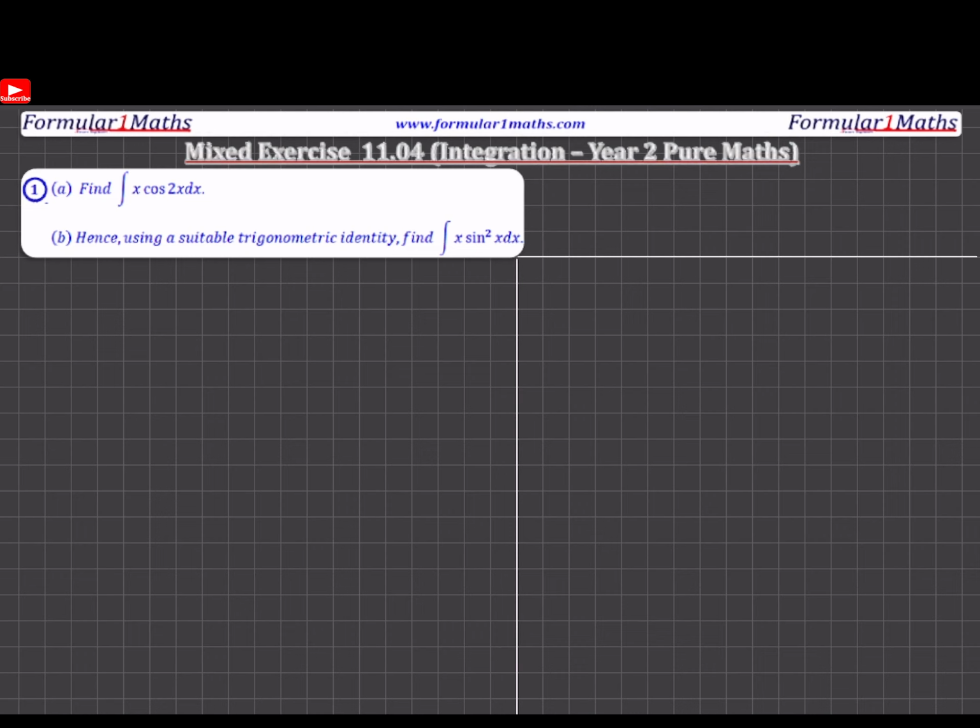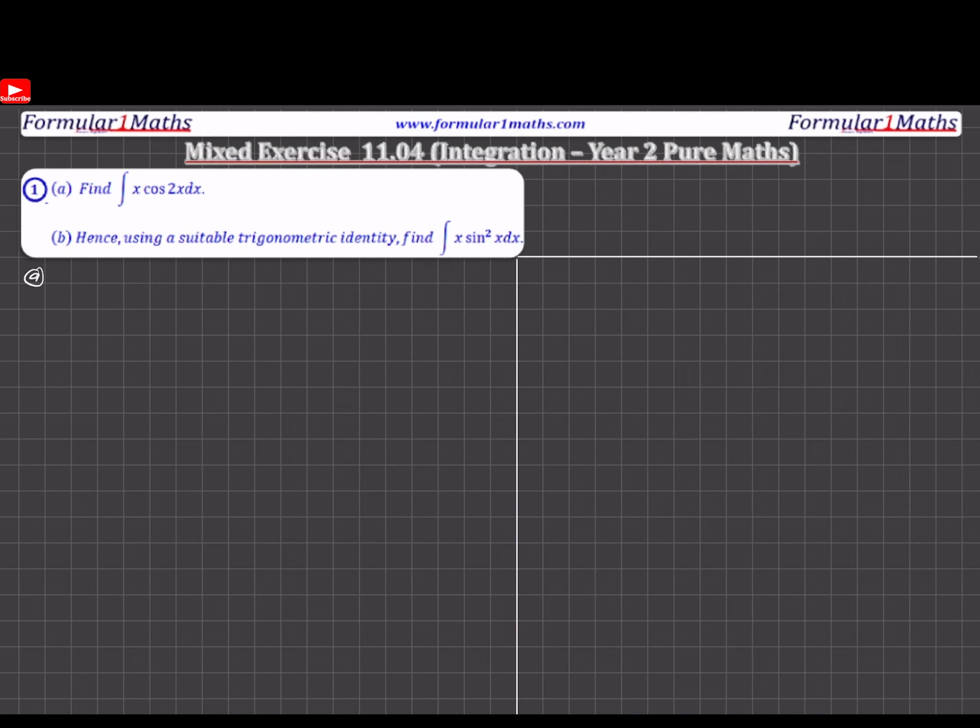This is mixed exercise 11.04 on integration, A-level, pure maths, year 2. We've got 3 questions. Question 1: Find the integral of x cos 2x dx. B: Hence, using a suitable trigonometric identity, find the integral of x sine squared x dx.